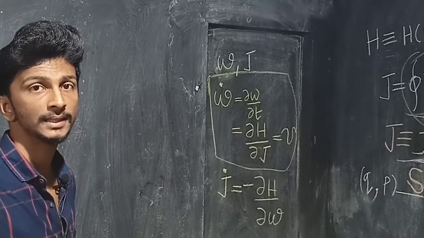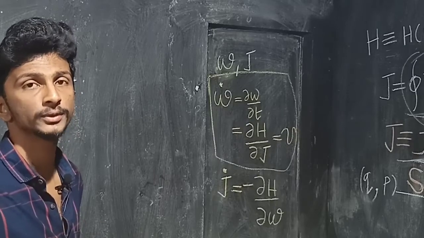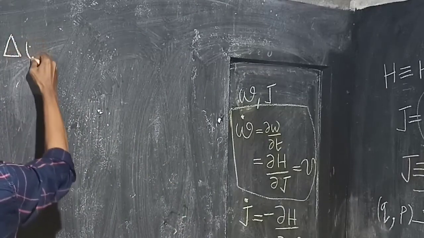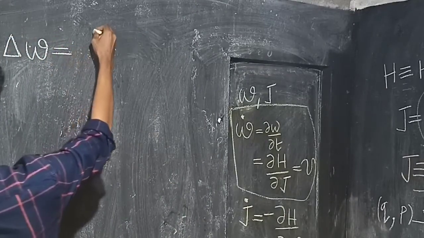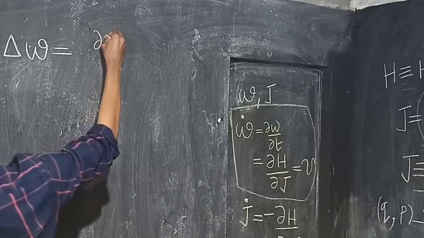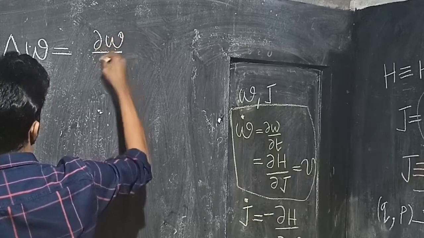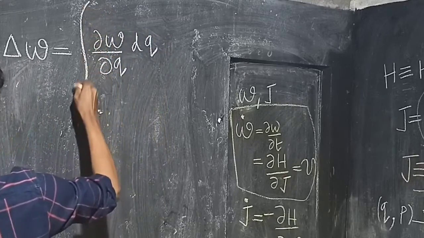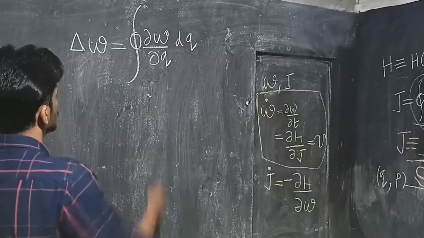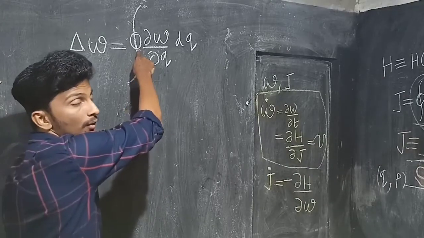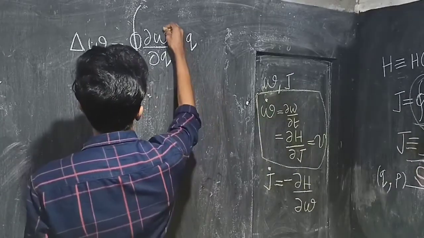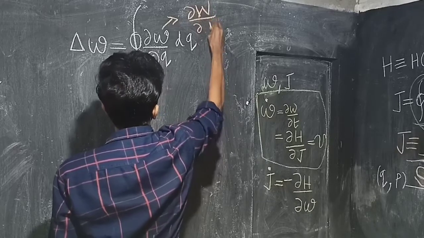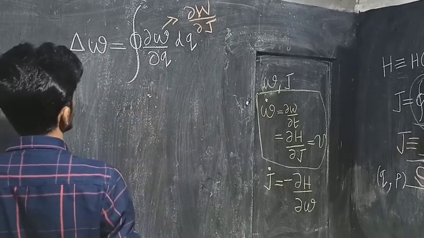Let us consider the change in the angle variable omega when q goes through a complete cycle. So we can write this change delta omega is equal to the integral of dq, where the change in q is over a complete cycle, or this closed integral is taken over a period of the periodic system. And we know that this omega is actually the partial derivative of the characteristic function with respect to j. So we can substitute that here.